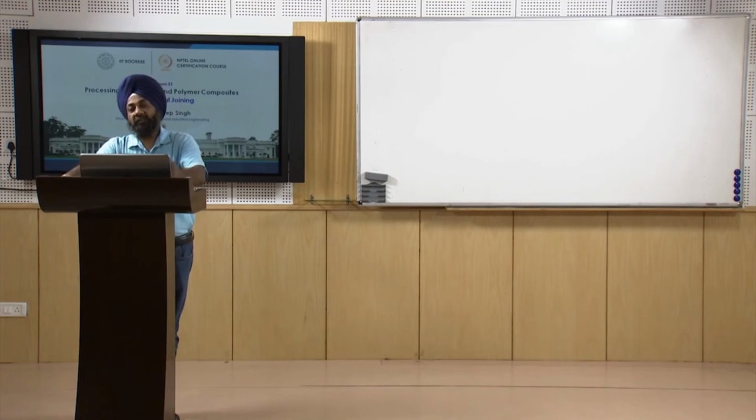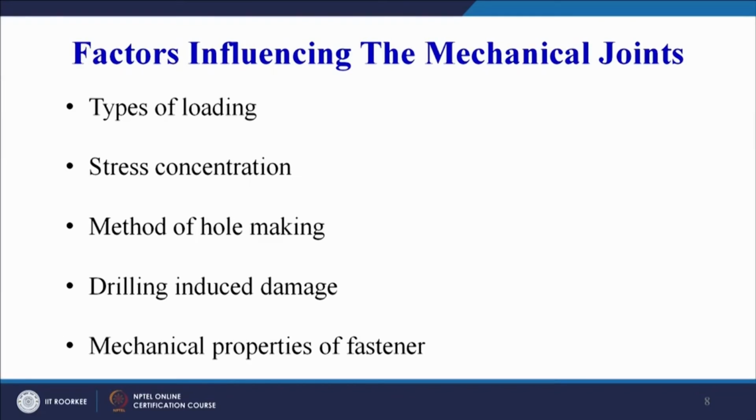Now what are the factors that influence the mechanical joints? There are a number of factors which will dictate the performance of a mechanical type of joint. Now what are these factors? In the previous slide we have seen that there are different failure mechanisms for the failure of a mechanically fastened joint, and here you can see the type of loading is one important parameter which we need to control.